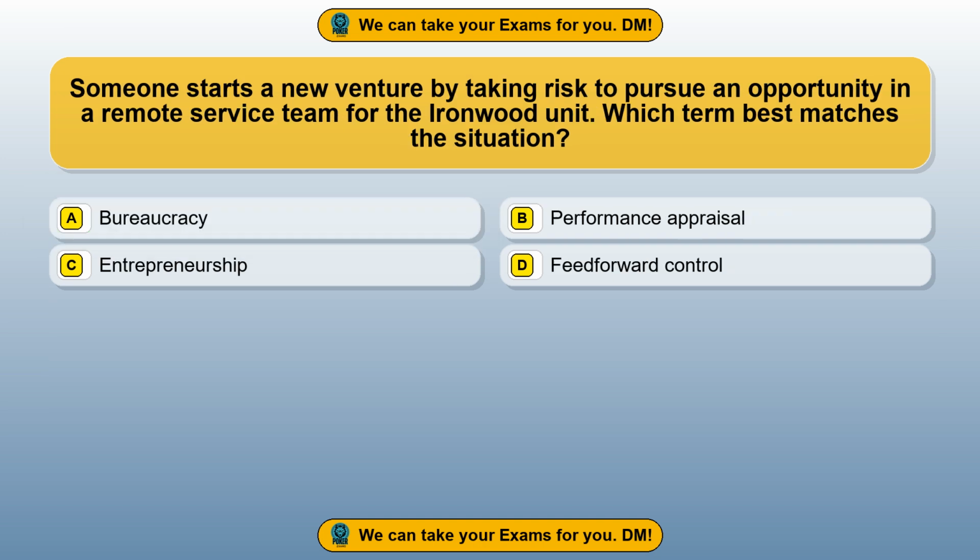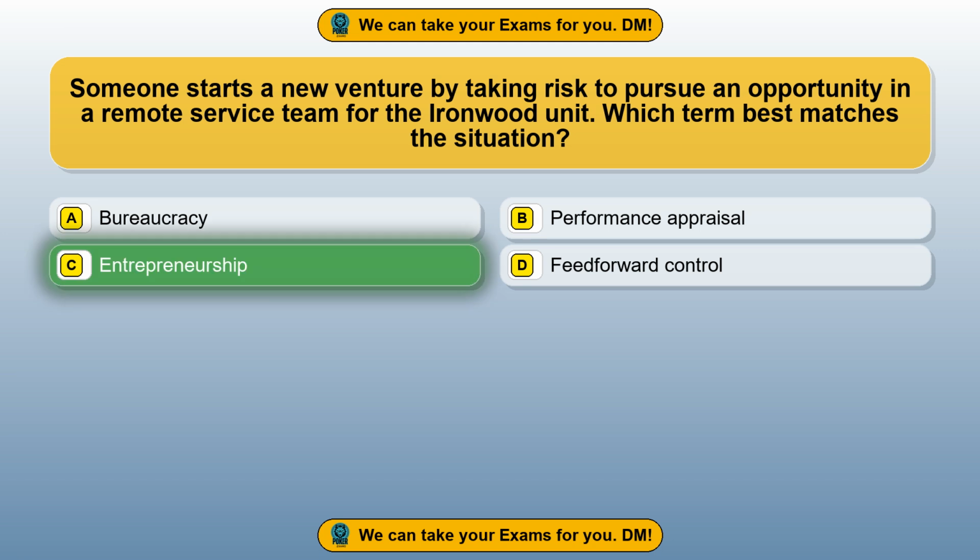Question 77. Someone starts a new venture by taking risk to pursue an opportunity in a remote service team for the Ironwood unit. Which term best matches the situation? Option A, bureaucracy. Option B, performance appraisal. Option C, entrepreneurship. Option D, feed-forward control. The correct answer is option C, entrepreneurship.